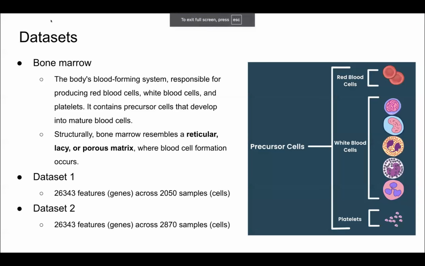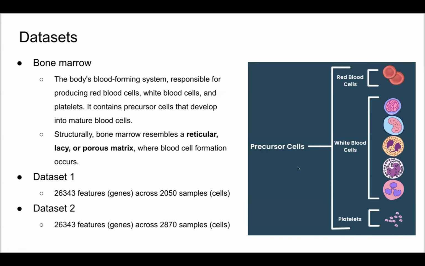So for the final presentation, for my project, I mainly have two different data sets. The first is from the bone marrow and the other is for the pancreas. For bone marrow, I have two data sets, and I will start with a really brief introduction for the bone marrow. Bone marrow is the body's blood forming system responsible for producing red blood cells, white blood cells, and platelets. The two data sets that I have for bone marrow have the same number of genes, but the second data set has more cells.